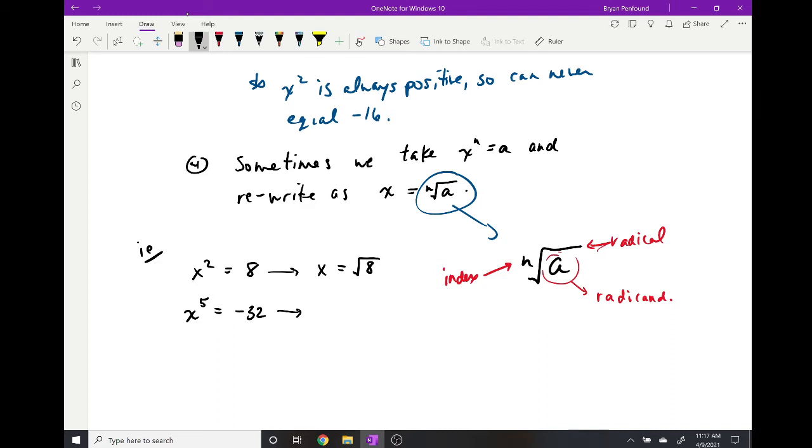Okay, if I had something like x to the power of 5 was equal to negative 32, I could rewrite that as x is equal to negative 32 underneath the fifth root like this. Okay, so an index of 5 and the number negative 32 underneath that radical sign.